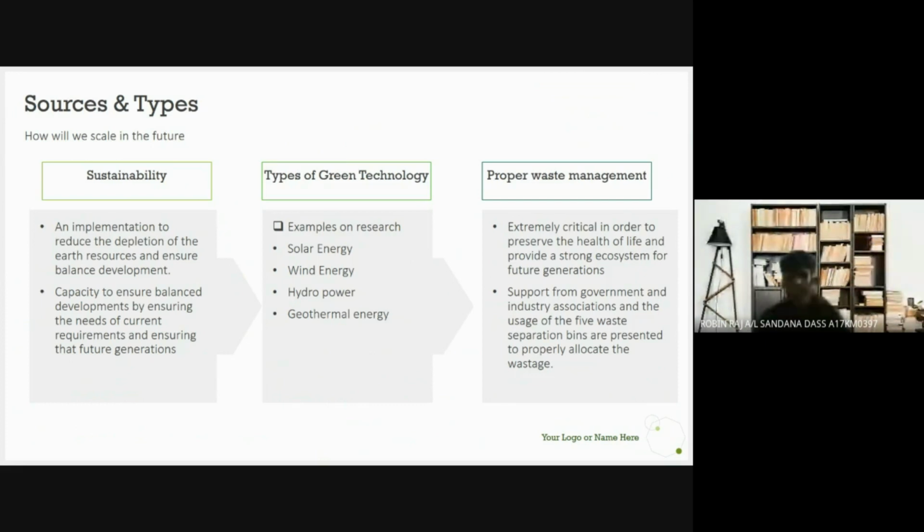Proper waste management is a complex and large-scale operation which requires a wide range of special requirements, funding, and other parts. Waste management is extremely critical in order to preserve the health of life and provide a strong ecosystem for future generations. But there are weaknesses found in the waste management system, such as poor dumping management with inefficient sorting of food waste, failure in sludge fertilizer production, and shortcomings in composting processes. So that's all from me.